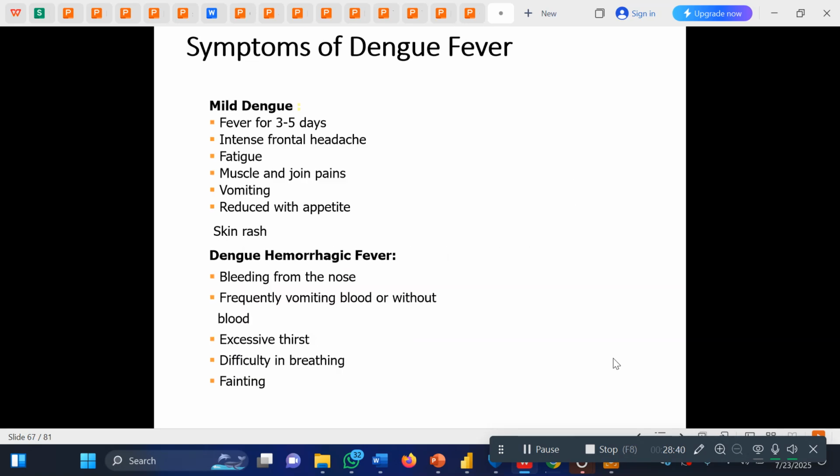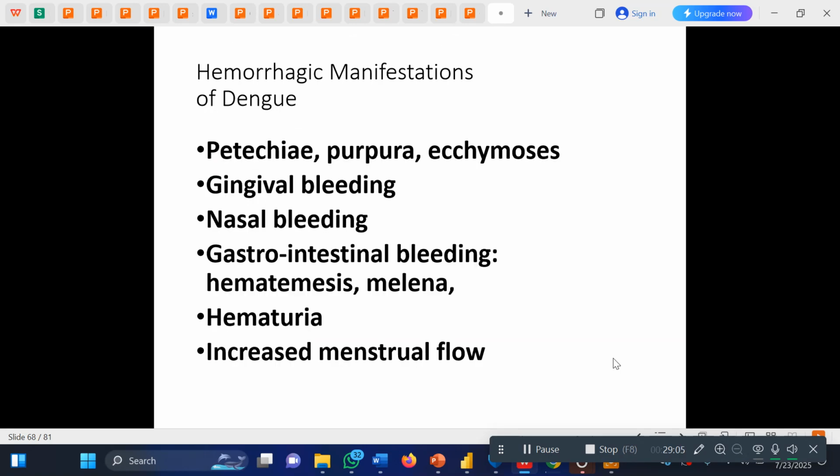So, the symptoms of dengue fever are intense frontal headache, fatigue, muscle and joint pain, vomiting, reduced appetite. Can also have skin rash. Patient can also present with bleeding from the nose, frequent vomiting of blood, excessive thirst, difficulty in breathing, and panting. And for severe cases, patient can present with petechiae, purpura, ecchymosis, gingival bleeding, nasal bleeding, gastrointestinal bleeding, hematemesis, melena, hematuria, even increased menstrual flow for women.